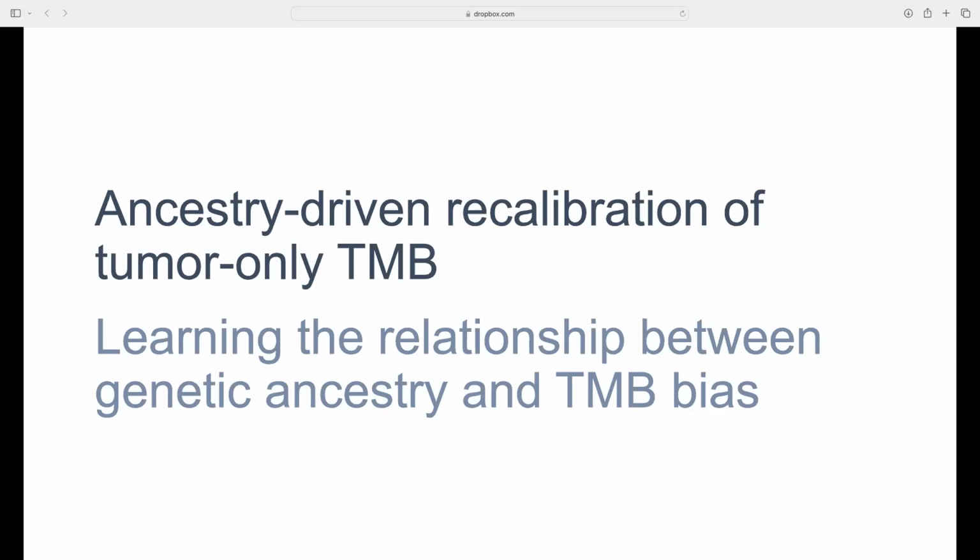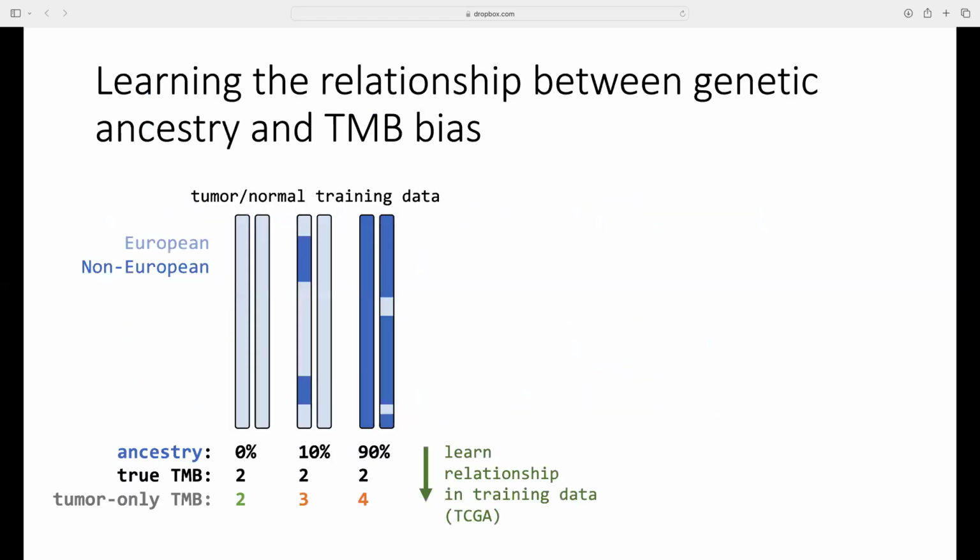The final question that we wanted to ask is whether we could try to correct for these biases using the existing data. And the way that we did that is we went to the TCGA, the Cancer Genome Atlas, where we had data from tumor and normal matched sequencing from a multi-ancestry population that we could then use to train a recalibration score.